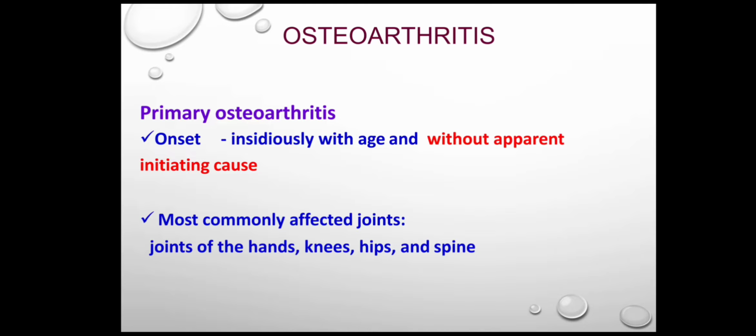And usually it will be associated with aging. It won't be present in young individuals. Primary osteoarthritis will always be associated with elderly people. It is insidious in onset, not sudden. Insidious means gradual onset with age and without an apparent initiating cause. The most commonly affected joints in osteoarthritis are the hands, the knees, the hips and the spine. It is also called idiopathic osteoarthritis and oligoarticular type of osteoarthritis, meaning a very small number of joints are affected.